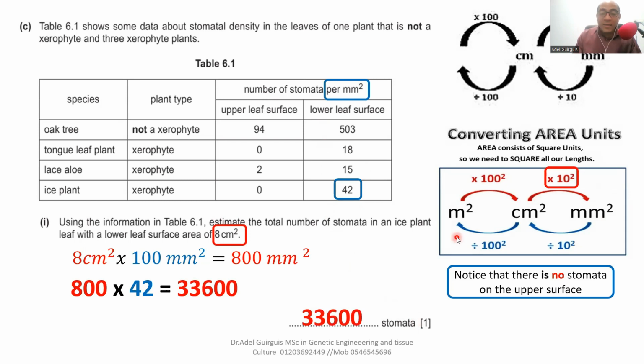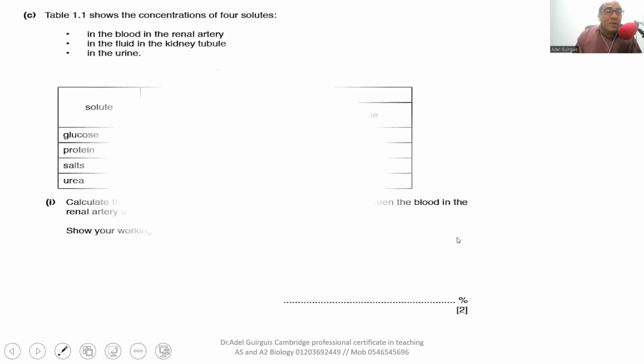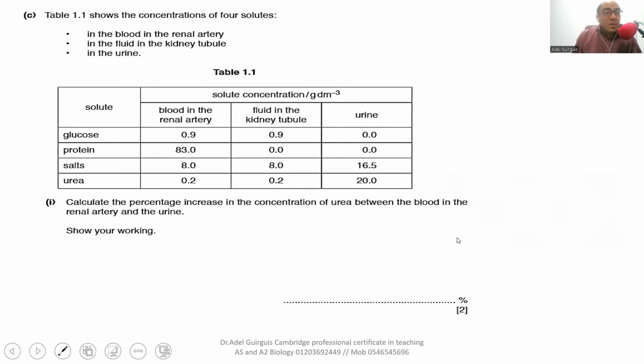Okay. Now, another question from paper 4, variant 2, February/March 19, question number 1, C, single I. Table 1.1 shows the concentrations of four materials dissolved in blood plasma.